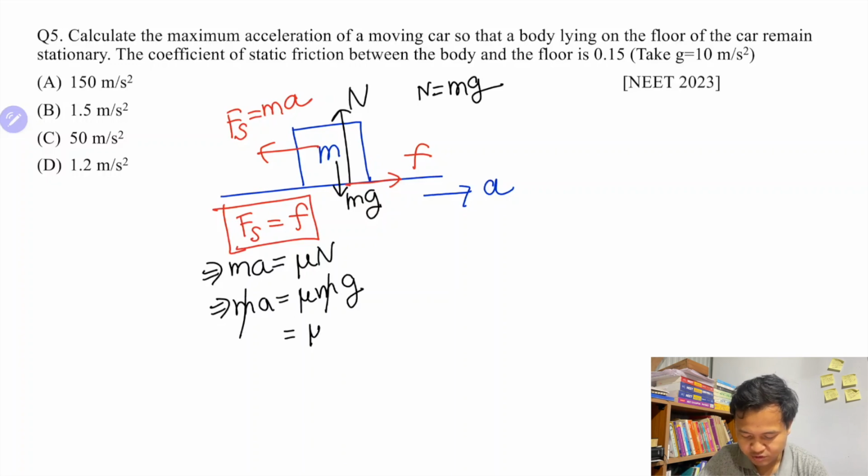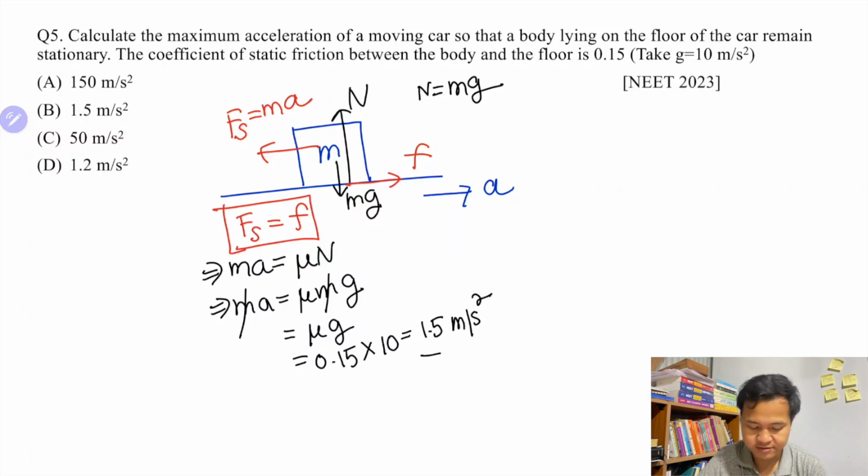Acceleration is mu into g. Mu is 0.15, g is 10. So you solve this one, you have 1.5 meter per second square. Okay, the answer is B.